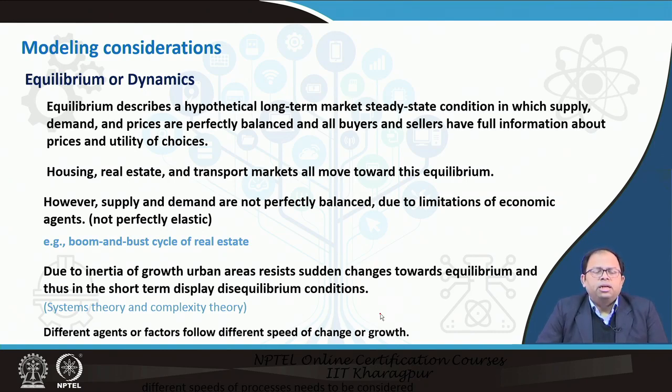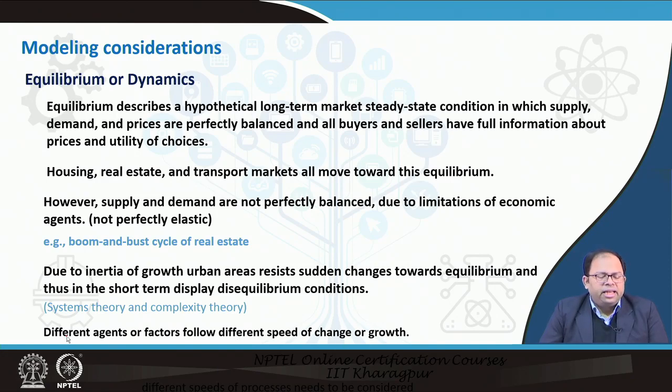This is also supported by systems theory and complexity theory, because there are so many small systems working in an urban area, each influencing another. We cannot suddenly say that the entire urban area is in equilibrium. That is not possible, so disequilibrium conditions always exist. We have to think of this in the urban modeling process as well, because if we think about equilibrium, the predictions may be true for a long period, but in the short period they may be wrong.